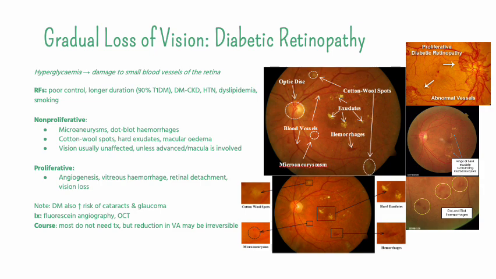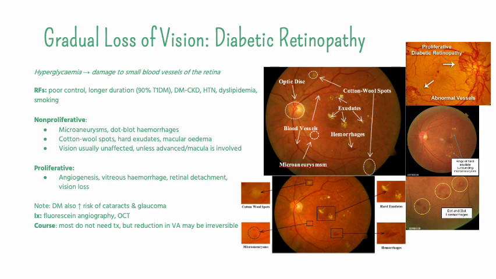In non-proliferative diabetic retinopathy, the signs and features include microaneurysms, dot blot hemorrhages, cotton wool spots, hard exudates, and macular edema. Vision is usually unaffected unless it's advanced or the macula is involved. So the main things you want to remember are what the cotton wool spots look like, what exudates look like, the microaneurysms, and the dot blot hemorrhages, as you may or may not get a spot diagnosis for these.